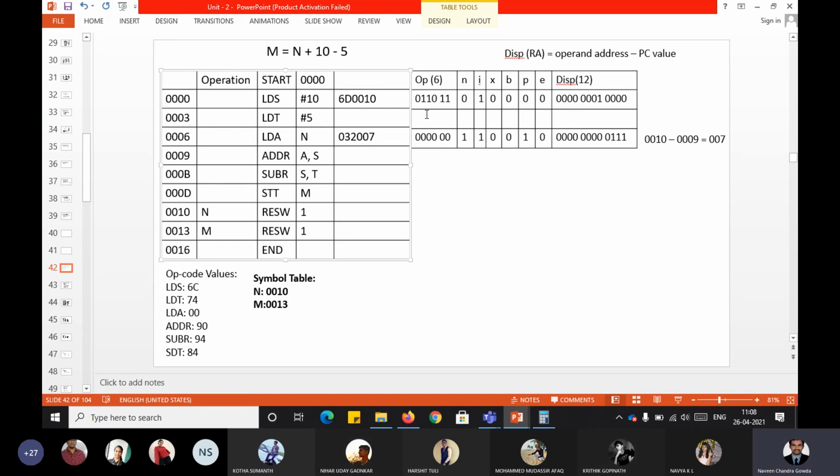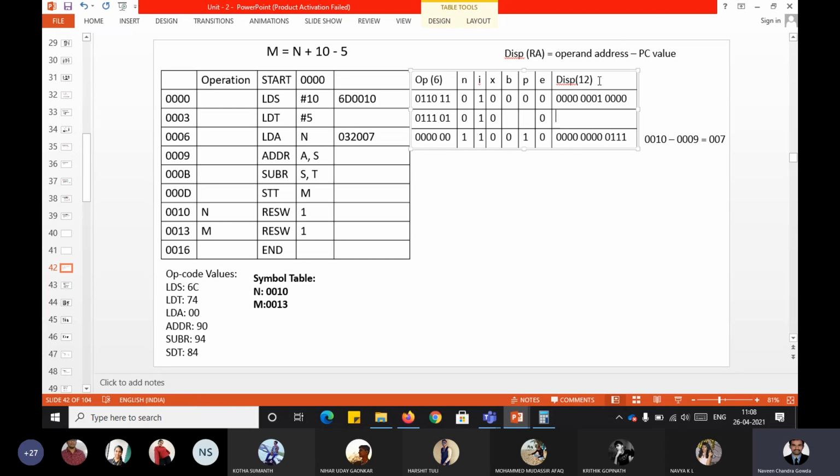Now if you understood this, let me take you to LDT hash 5, which is the same as LDS 10. What is the opcode of LDT? It is 74. How do we write 74? 7 is 0111, and 4 is 0100, but we write only the first six bits, 011101. Again, it is hash 5. Can anyone tell me what addressing mode this is? Immediate, for which n is 0, i is 1, and it is not using X as well. Again, coming to e, it is 0.